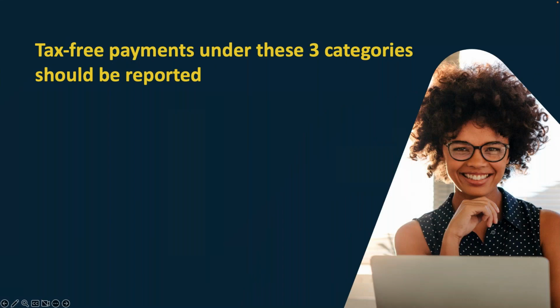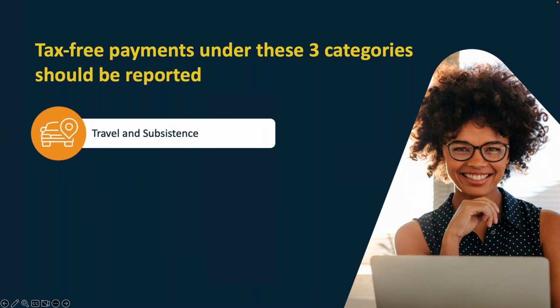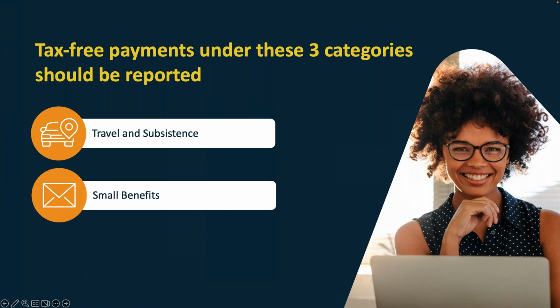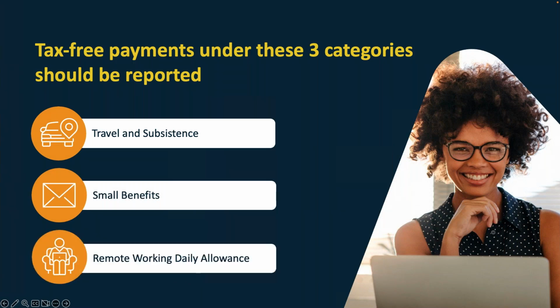The three categories that payments fall under, which will need to be reported from January 2024, are travel and subsistence, small benefit, and remote working daily allowance. We recently conducted a survey of around 330 of our payroll software customers to see how many made payments to employees which fall under these three categories. 72% of those surveyed said that they reimburse employees for work-related travel and subsistence.